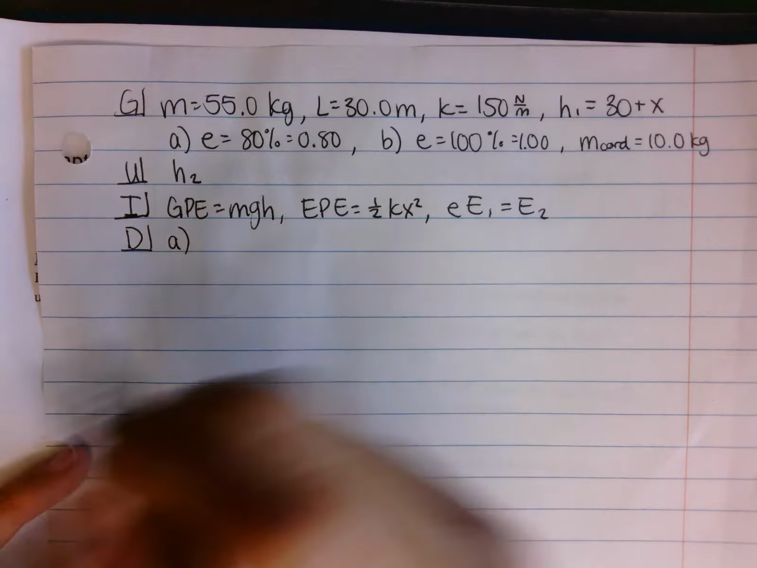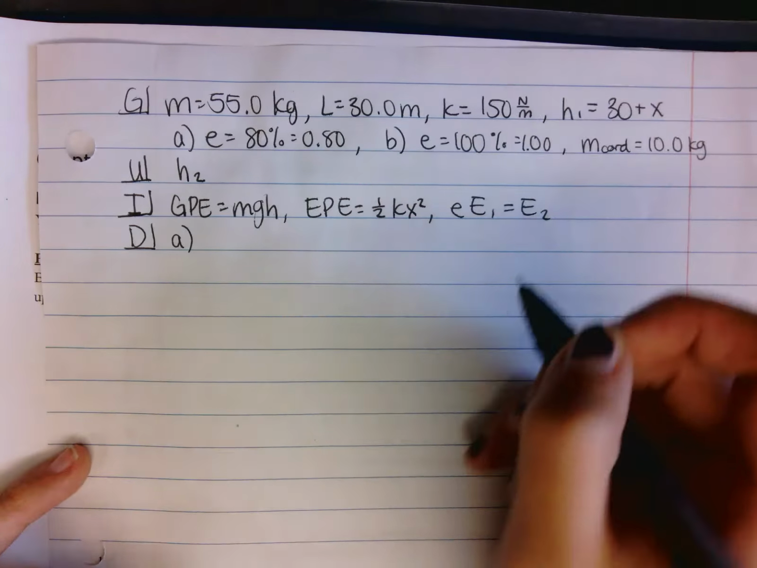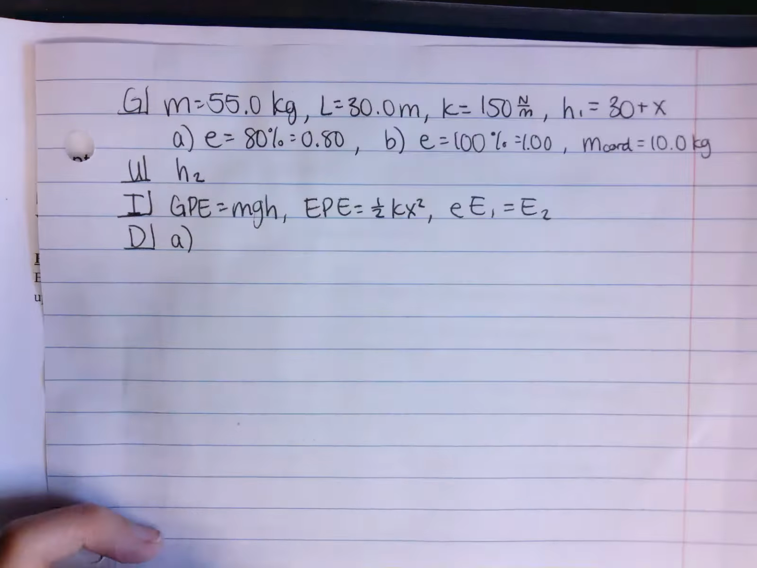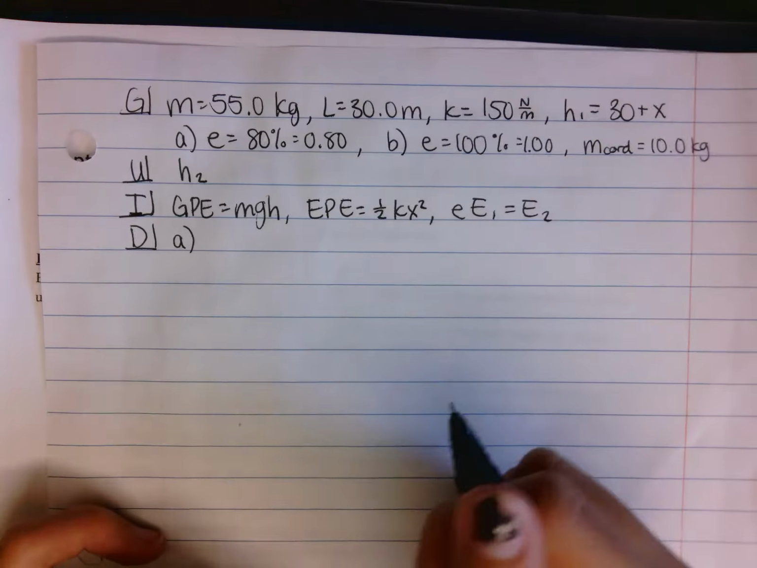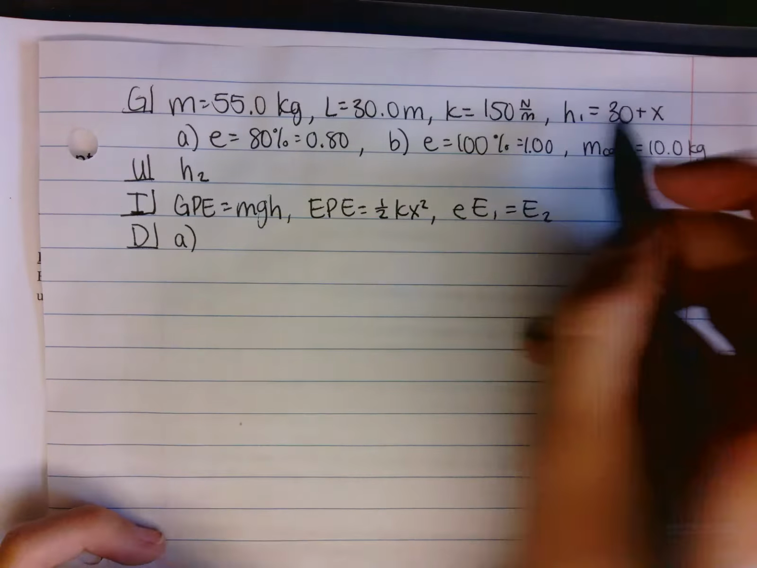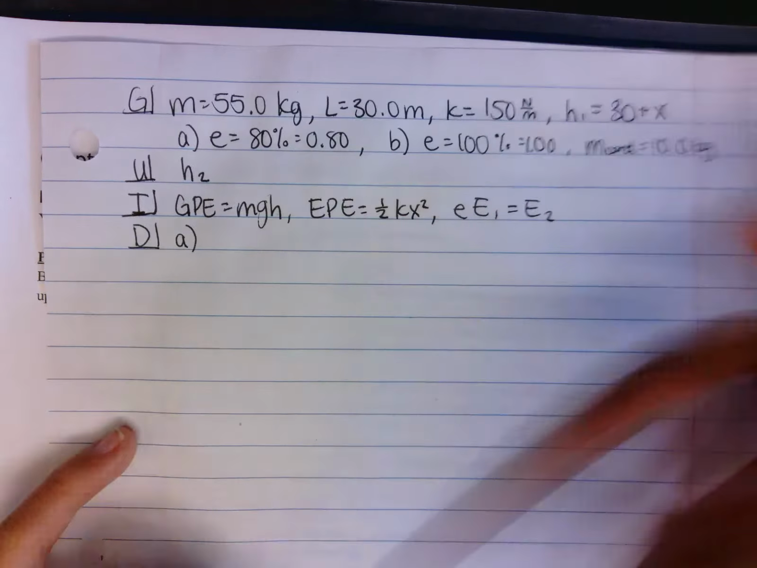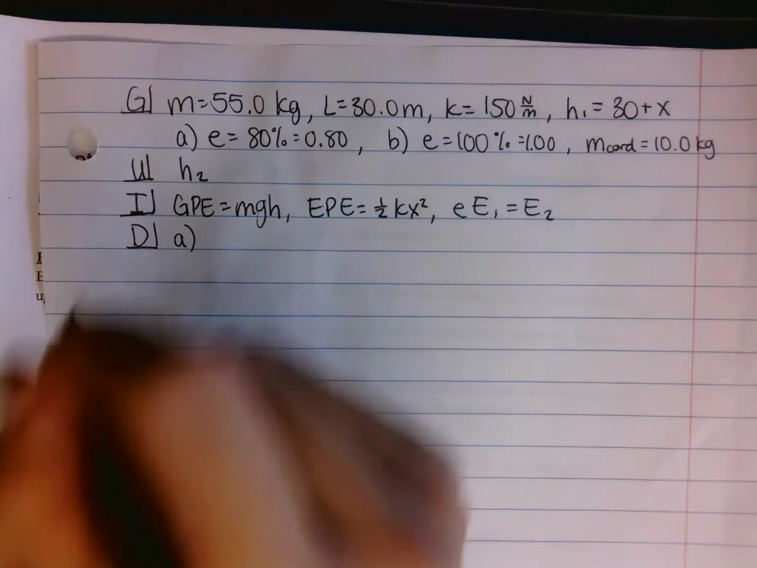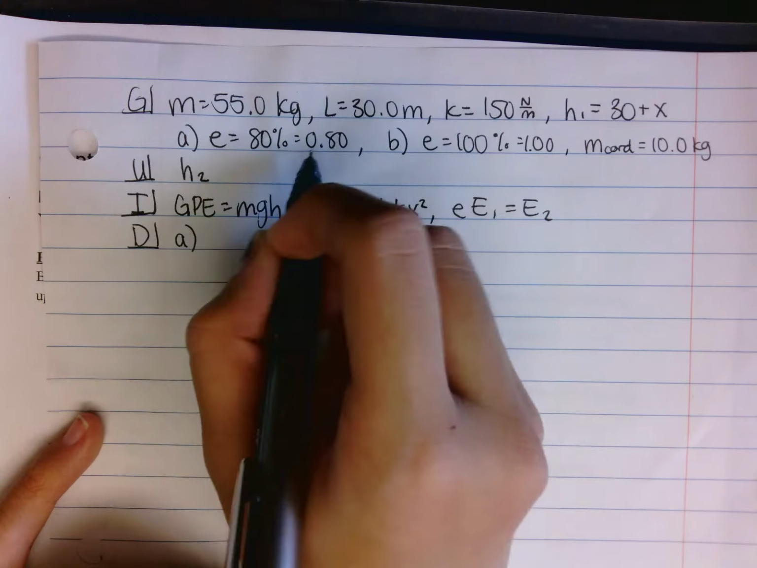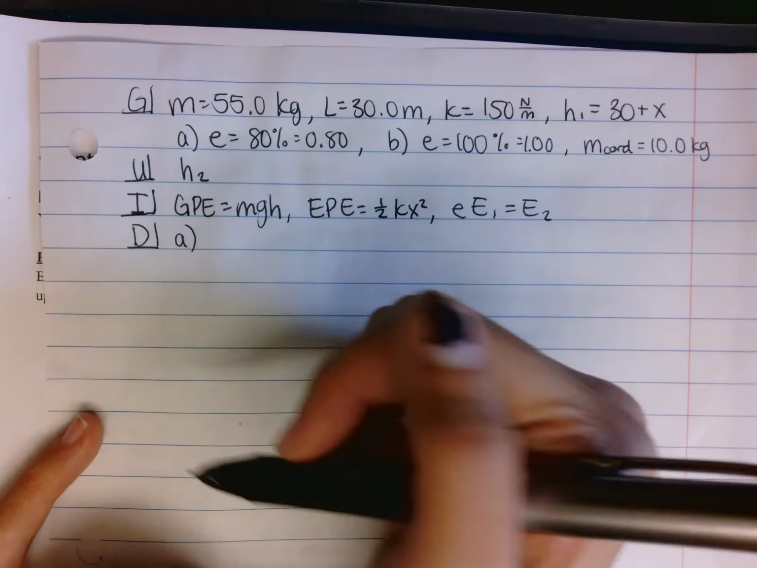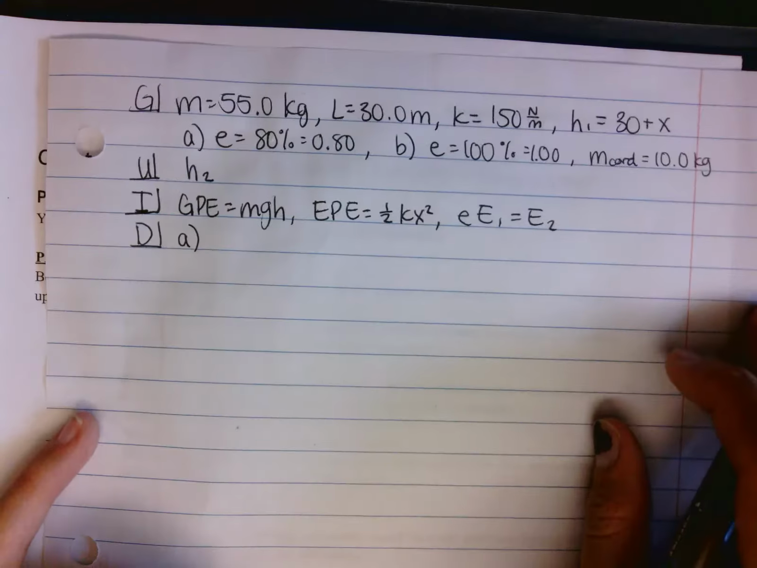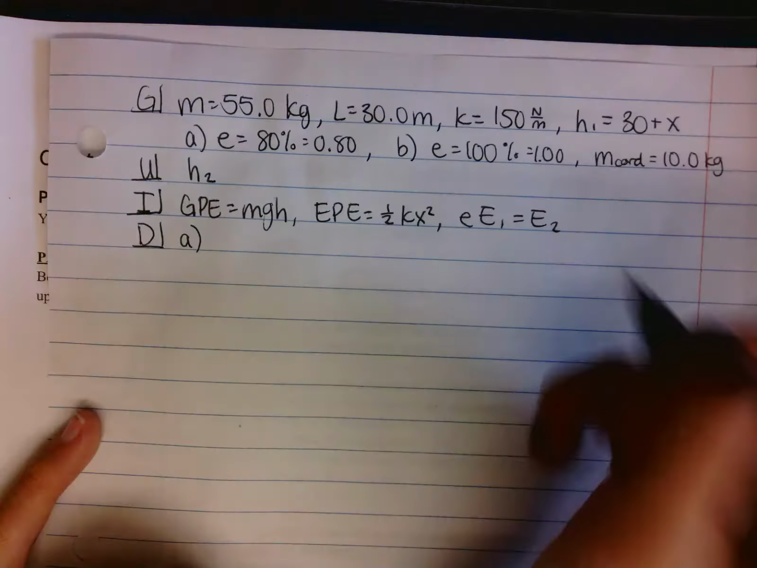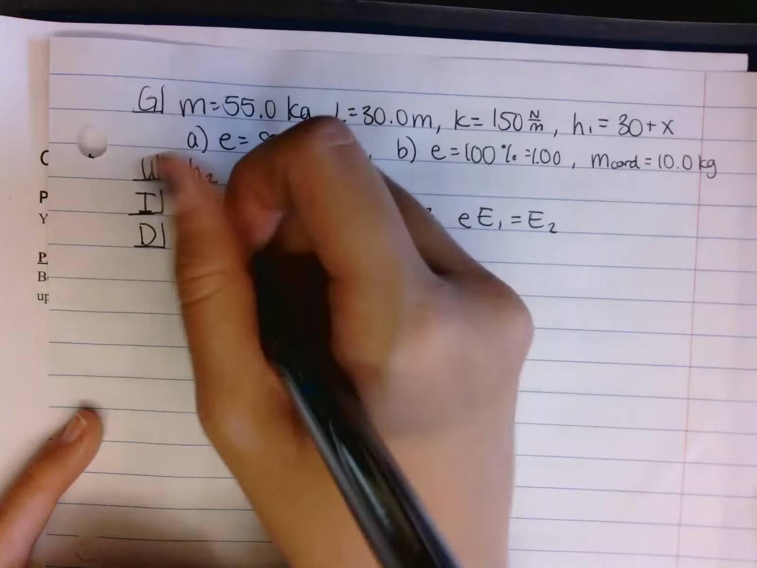And in doing this, we don't know what H1 is, but we know that it is equal to the length of the cord plus the stretch. So height 1 is 30 plus x. And since in part A there is an efficiency value, we can put that onto the GPE value E1 so that we can get E2.